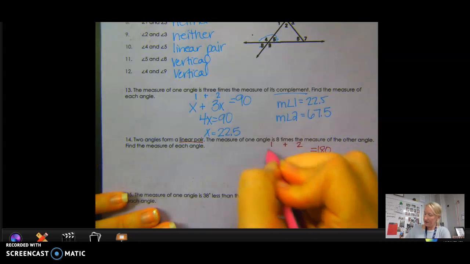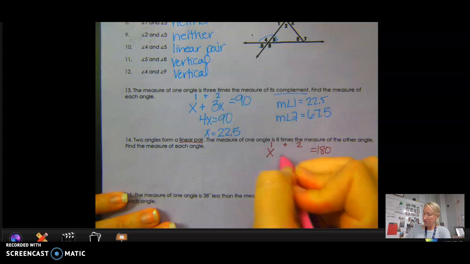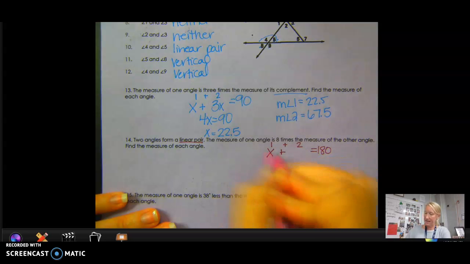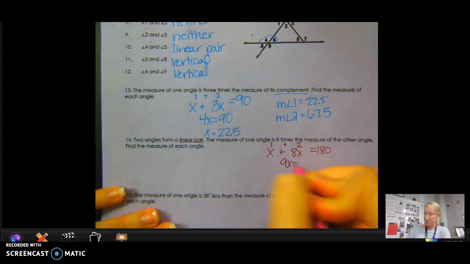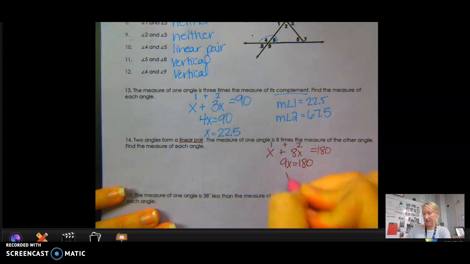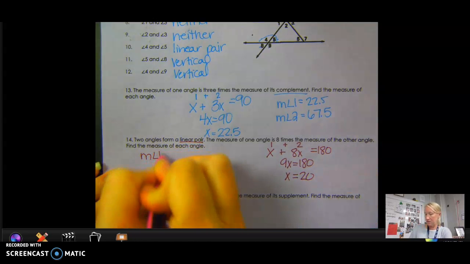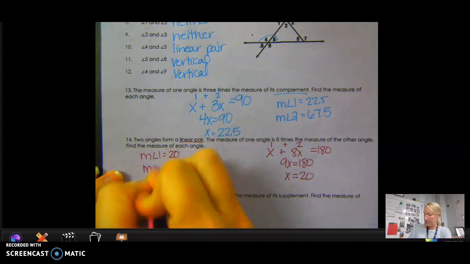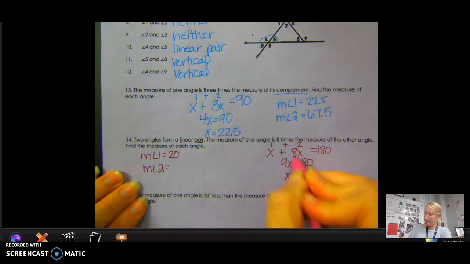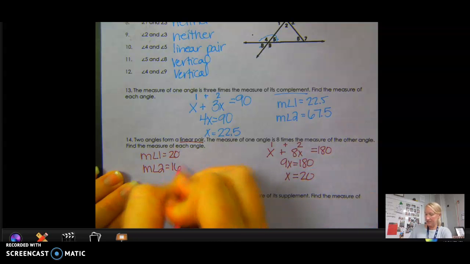So we don't know what angle 1 is, so I'm going to put x there. Plus, if it's 8 times that, that would be 8x. That equals 180. So that gives me 9x equals 180. Divide by 9, divide by 9. X equals 20. So the measure of angle 1 would just be that 20 degrees because it is just x. And then the measure of angle 2 would be 8 times 20, so 160.